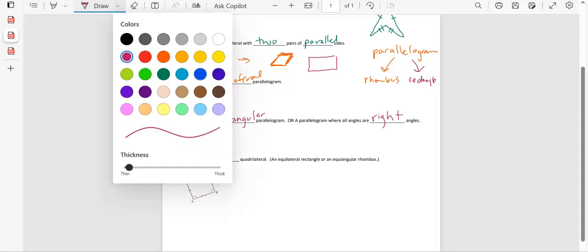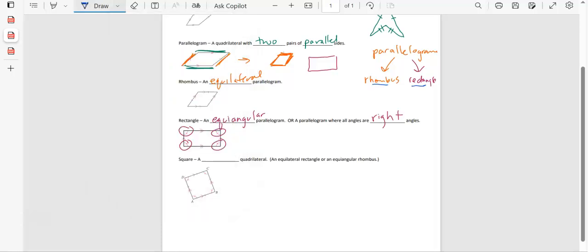Finally, if we take all the features of a rhombus and all the features of a rectangle, which again have all the features of a parallelogram, we end up with a square. So a square is a regular quadrilateral. So it is both equilateral, like a rhombus, and equiangular, like a rectangle. Again, regular polygons are equilateral and equiangular.